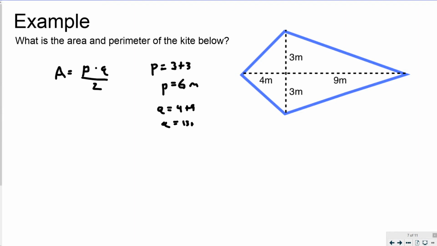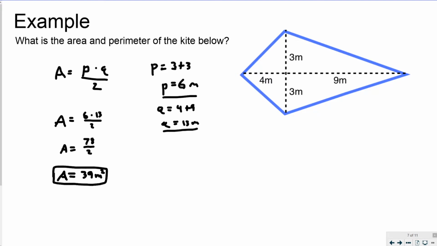Oh, my M looks really bad there. I'm going to just fix it. 13 meters. So I need this and this measurement for my area formula. So area is going to be equal to 6 times 13 divided by 2. 6 times 13 is 78, divided by 2, and so the area is going to be 39 meters squared.